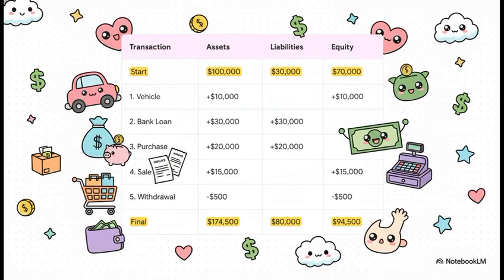Transaction 1. The owner puts a $10,000 vehicle into the business. A vehicle is an asset, so our assets go up by $10K. Since the owner provided it, their equity also goes up by $10K. Check, check, we're balanced.